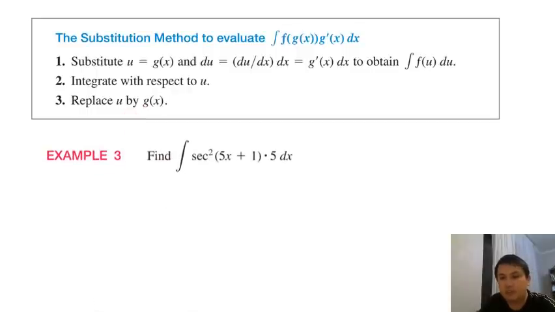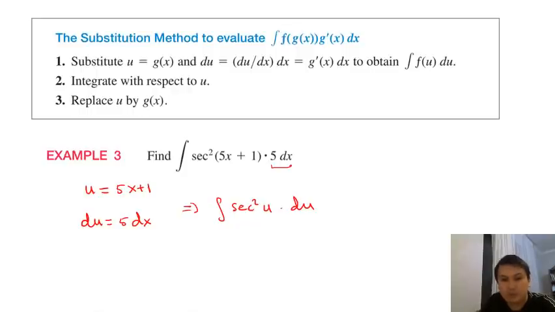Well, I want to integrate secant square of 5x plus 1 times 5 dx. What can we do? Well, you say that let's make u equal to 5x plus 1. Then du becomes 5 dx, right? So with this substitution, my integral becomes secant square u, and instead of 5 dx, I have du.